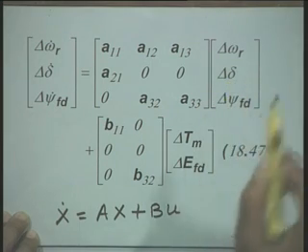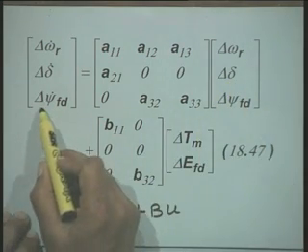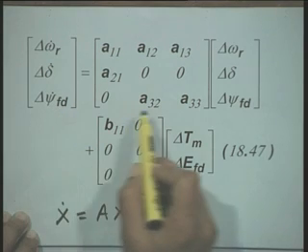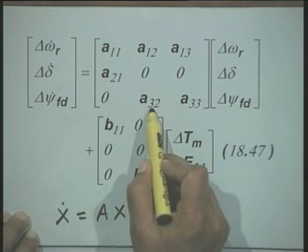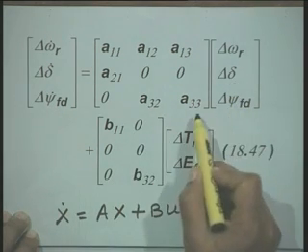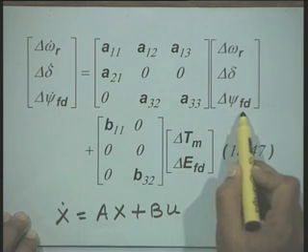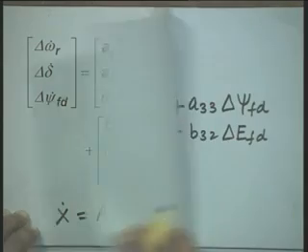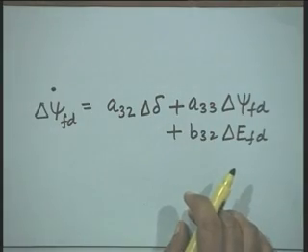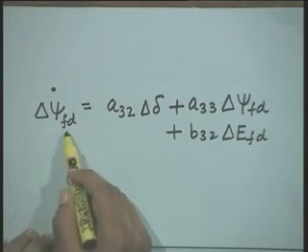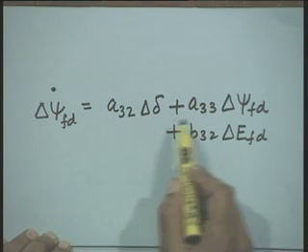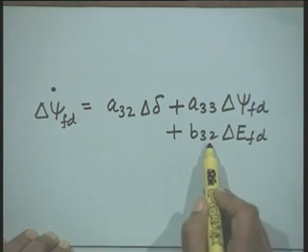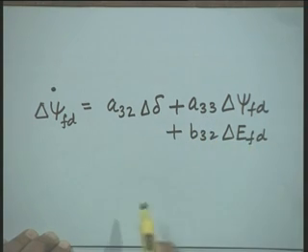I am sorry, this is a correction here. The delta psi FD dot appears as A32 delta delta plus A33 delta psi FD plus B32 delta EFD. Okay. This can be written in this form here as delta psi FD dot equal to A32 delta delta plus A33 delta psi FD plus B32 delta EFD.